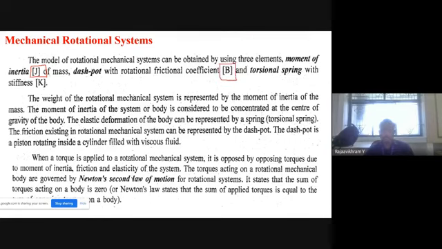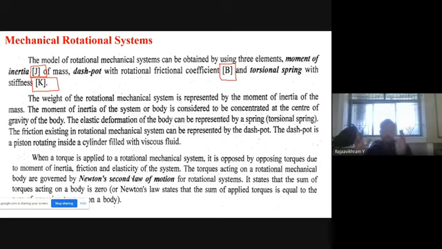So these three elements are exactly the same as the mechanical translational system, but since this is a rotational system, we consider the moment of inertia. These three parameters are considered for the mathematical modeling of the mechanical rotational system. The weight of the mechanical system is represented by the moment of inertia. What we expressed as m for mass is here represented as J. Here we are concentrating the center of gravity of the body.